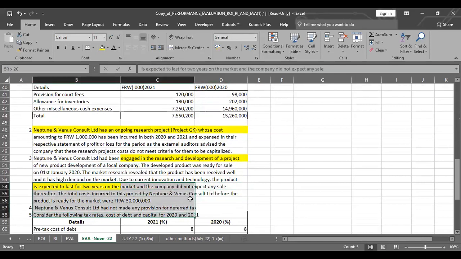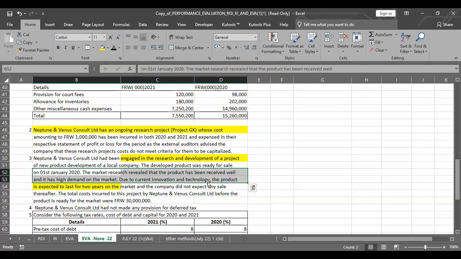They have mentioned here. If you read again, let's start with this sentence here. There is a clear sentence starting from this area, which says that the market research revealed that the product has been received well, and it has high demand on the market. Now, due to invention and technology, the product is expected to last for how many years? 2 years on the market. And the company did not expect any sale thereafter.